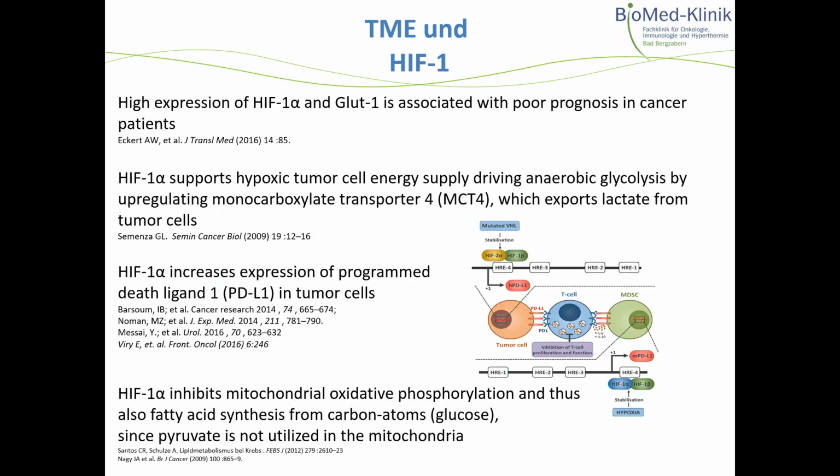So, translating to the tumors, we know that high amounts of HIF-1 alpha and GLUT1 are associated with a poor prognosis of cancer patients. You can see it in many publications. It supports hypoxic tumor cell energy supply, driving anaerobic glycolysis, Warburg, by upregulating monocarboxylate transporter MCT4. And HIF increases the expression of PD-L1. And PD-L1 is the thing which is a cap on the tumor cells.